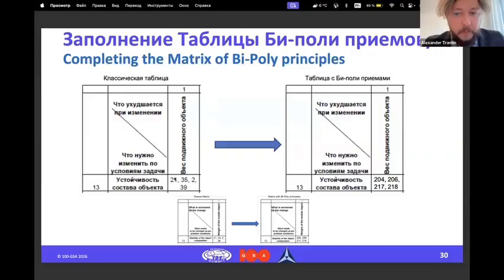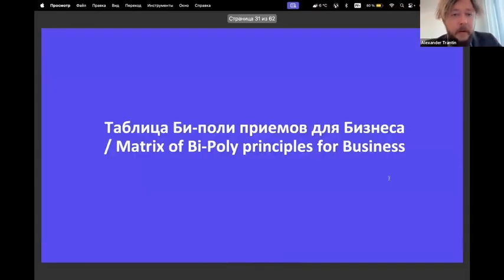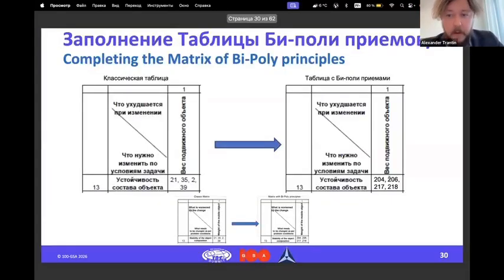If 204 is a part of 21, that means that to this cell we include 204. If 35 is a part of 206, then we include it into this cell, and so on and so forth. This was the logic, how we incorporated the Altshuller matrix, and we also added the bipolar principles.